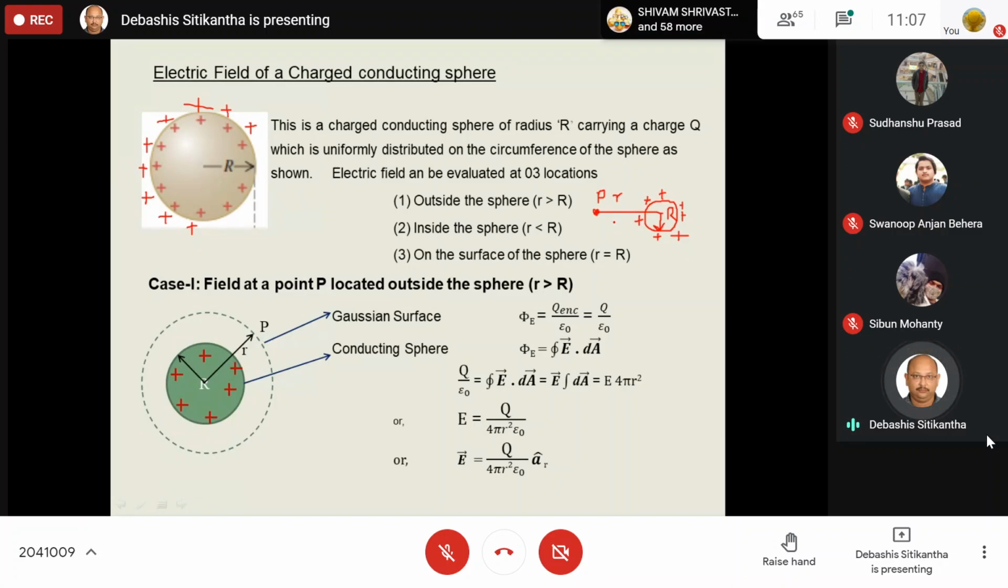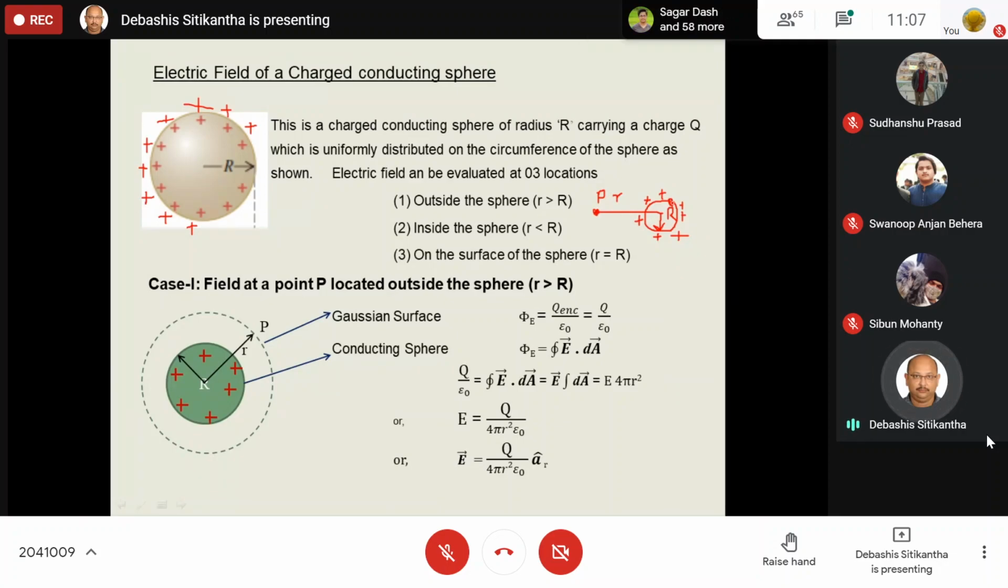Now, case 2 says that we have to find the electric field inside the conductor. Next is on the surface of the sphere. Again, we have to find what the electric field is on the surface of this sphere. So there are three possible cases, and each of them we have to individually work out.